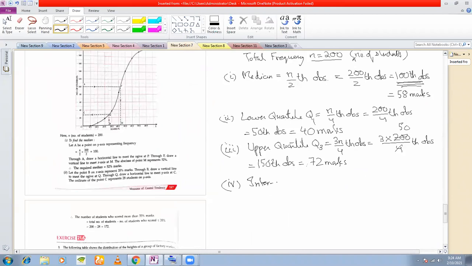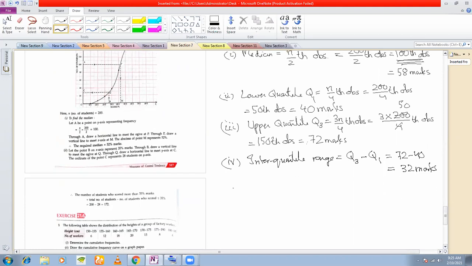Interquartile range is upper quartile, Q3, minus the lower quartile, Q1. So this is 72 minus 40, which comes to 32. Okay, so 32 marks is your interquartile range. Next question is semi-interquartile range.